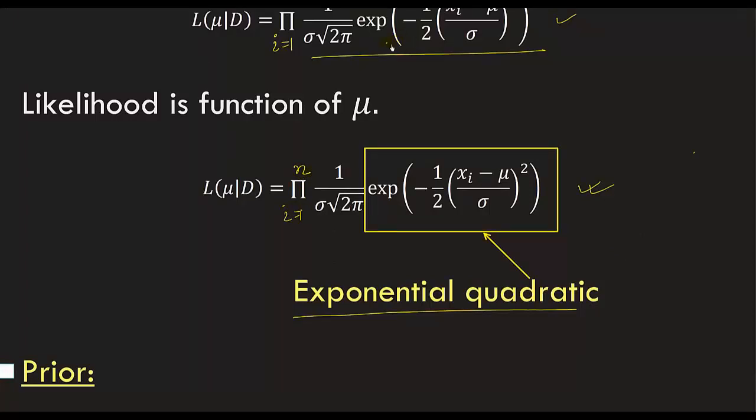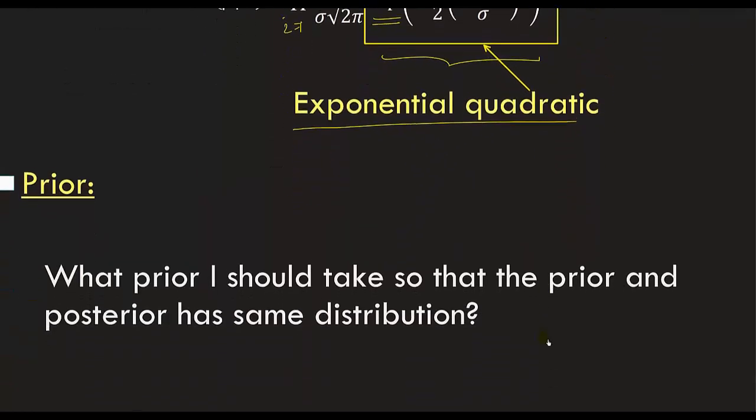So this is i equals 1 to n, and the other parameters are the same. Now if you look at this term here, you see this function is quadratic in mu. If you expand this, it becomes xi square plus mu square minus 2 xi times mu, divided by 2 sigma square. So this function is basically quadratic in mu, and this is also an exponential function. So we generally call this an exponential quadratic. So the likelihood function is an exponential quadratic. Now let us discuss the prior.